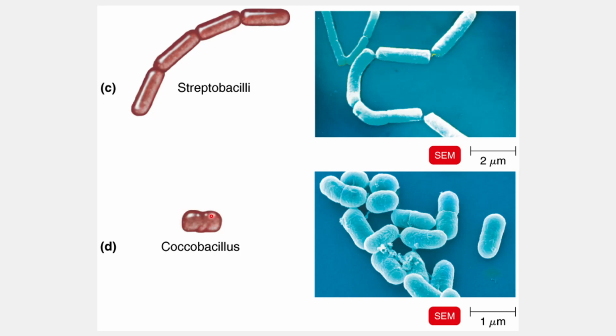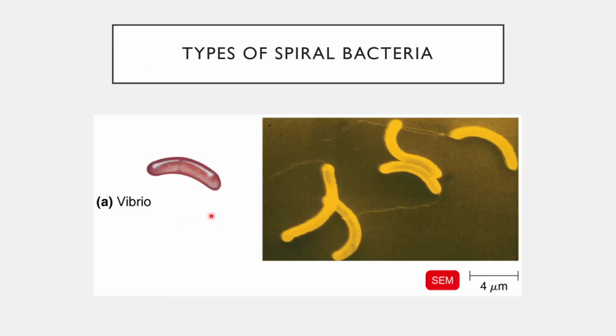Next, we have the spiral-shaped bacteria. There are 3 different subcategories of spiral bacteria, the first of which is called a vibrio. A vibrio is a curved rod, and sometimes this is actually recognized as a bacillus shape, but here we have it recognized as a spiral.